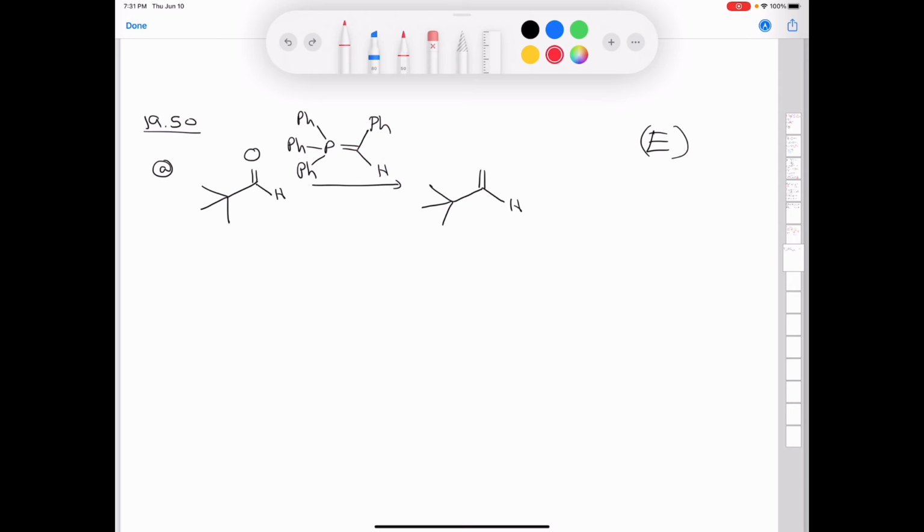But remember, we're ending up with the E product. So the phenyl should be on the opposite side of the tert-butyl. So we should put the phenyl like this, and then we can put the other hydrogen over here like that.